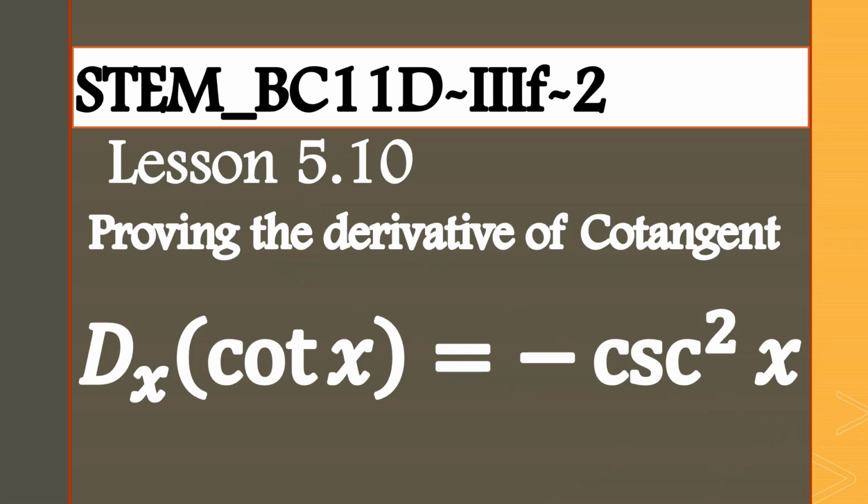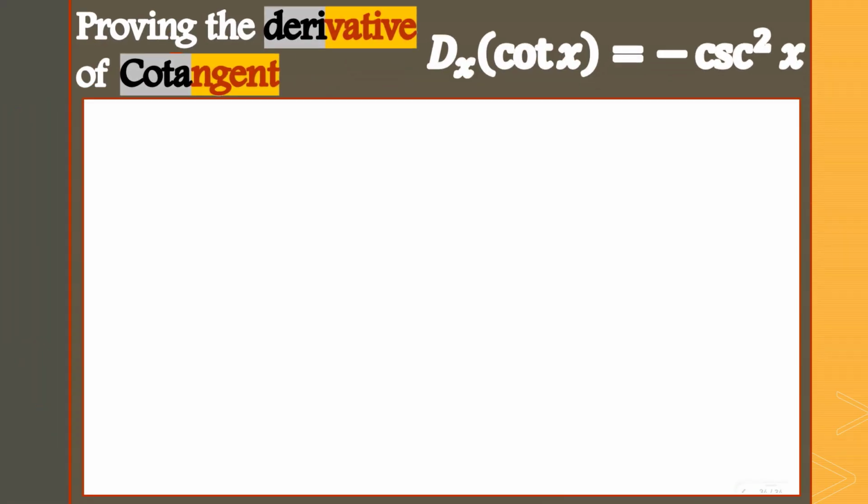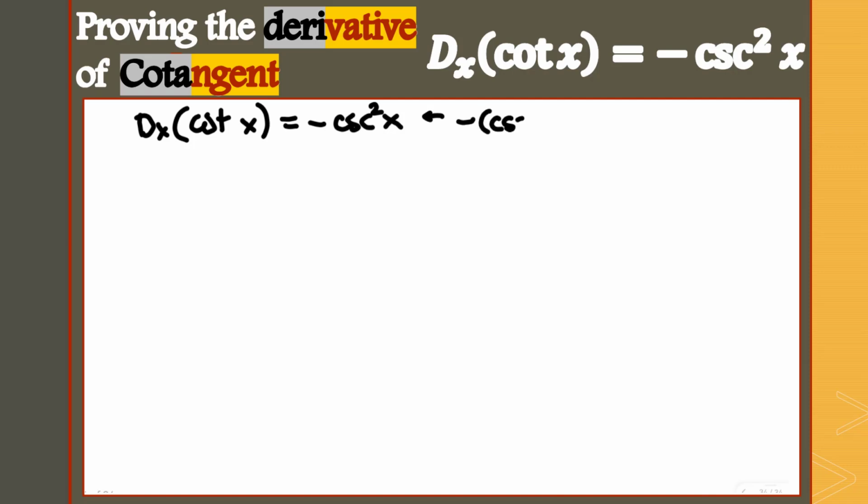Let us prove the differentiation rule for the cotangent trigonometric function. Here we are going to show the proof that the derivative of the trigonometric function cotangent x is equal to negative cosecant x squared. This can be written as negative of cosecant squared x. Okay, so just like that.